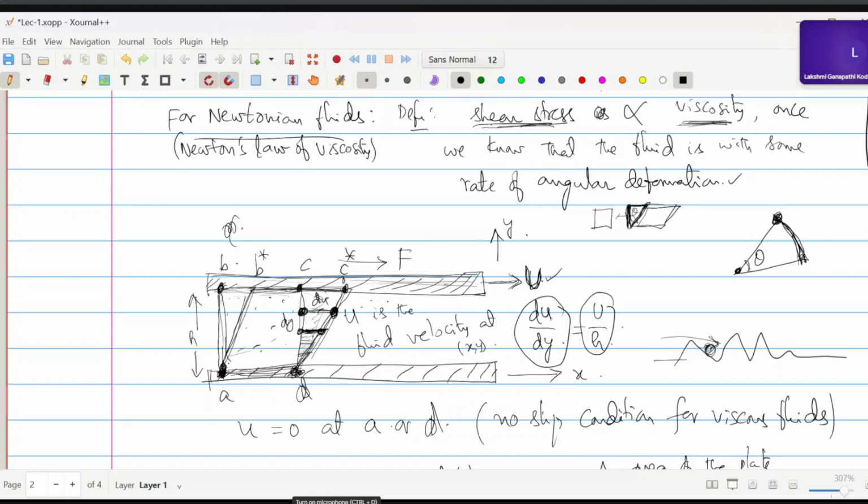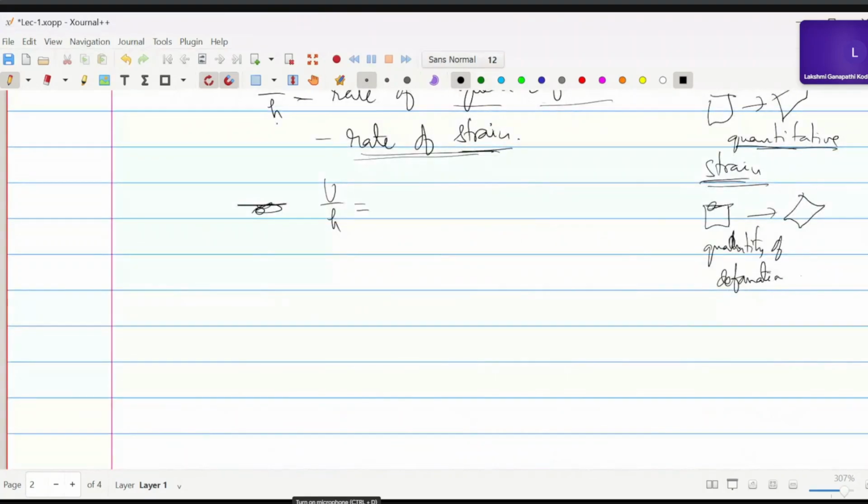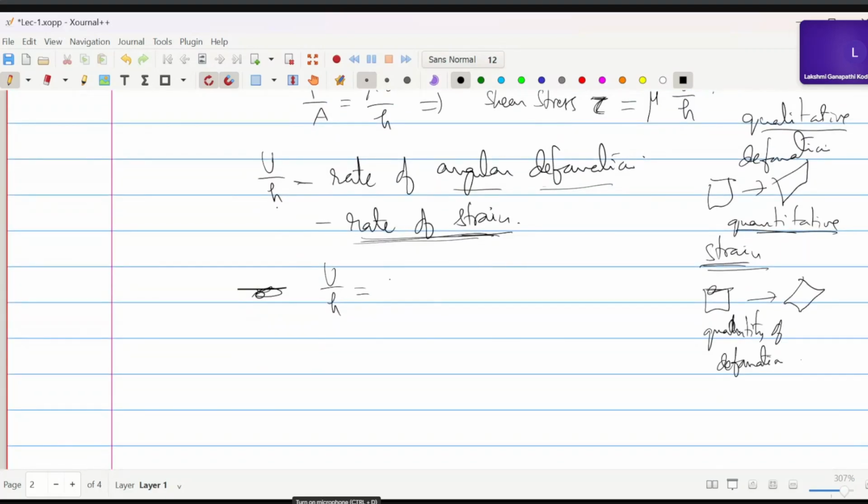Imagine that you are looking at du here, and this is your h. Y is your h itself. Then u divided by h is nothing but the derivative of u with respect to the y direction. So this u by h, whatever you are writing, the rate of angular deformation, is nothing but rate of strain. So this is actually rate of strain. We say that is your du by dy.